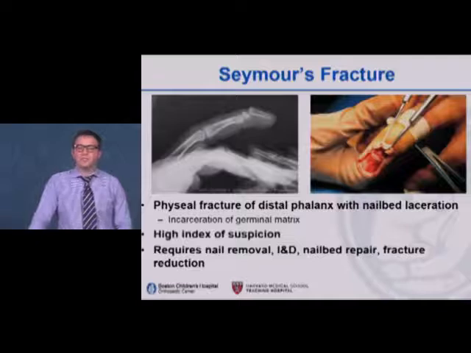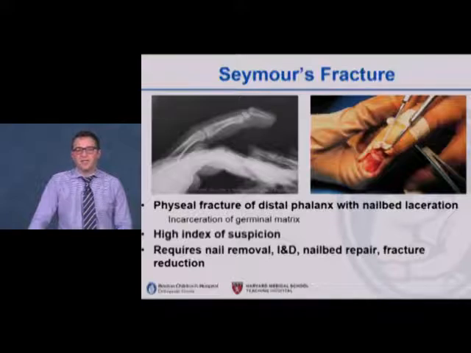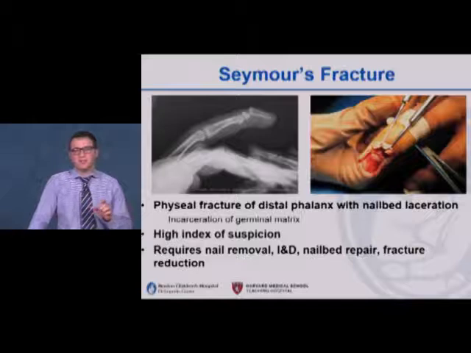It's important to talk about the Seymour's fracture when we're talking about upper extremity emergencies, because this is another one that you need to identify. What happens here is you have a fracture through the tuft. It's often the finger gets caught in a door, it's a nail blade injury, and what you need to recognize is the physeal fracture of the distal phalanx has an associated nail bed laceration, and the nail bed goes into the fracture and stays between the two fractured fragments. The problem with that is it's a great risk for infection.